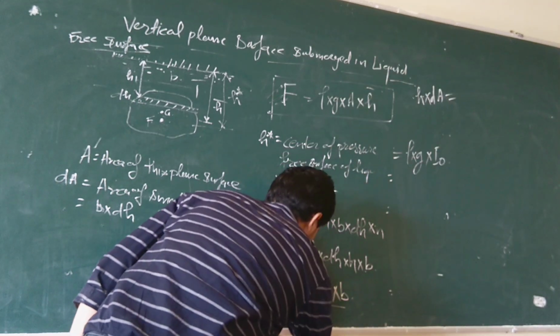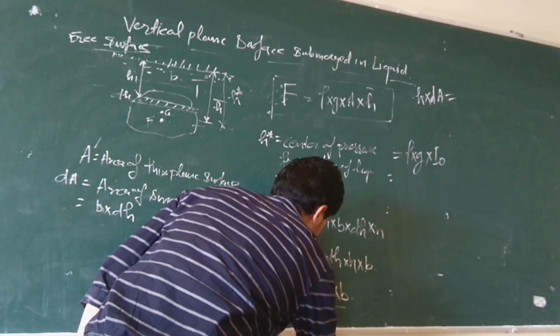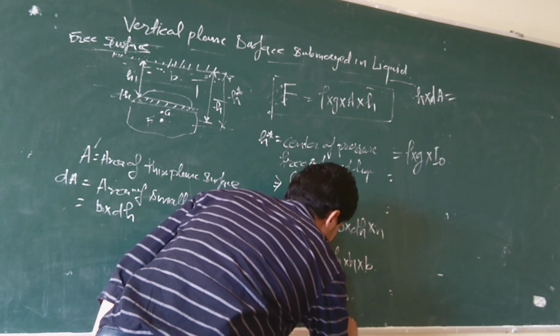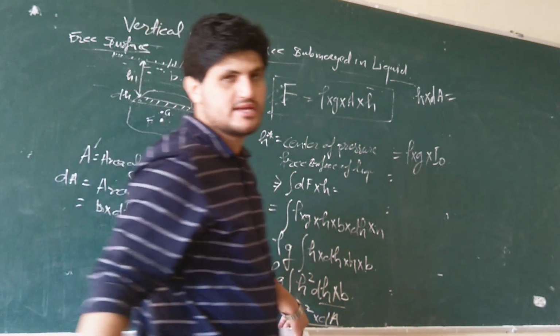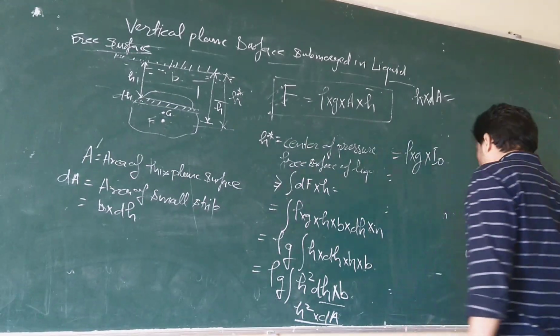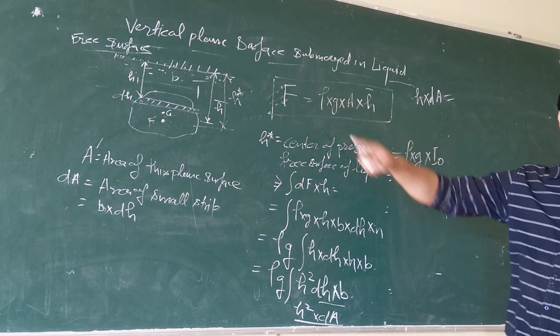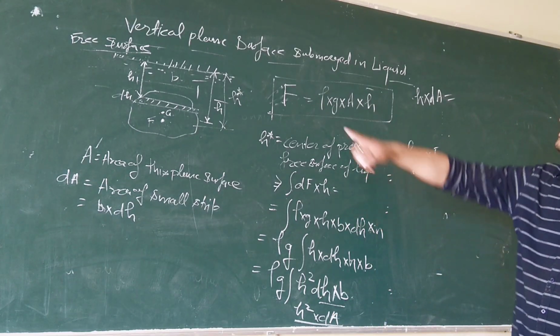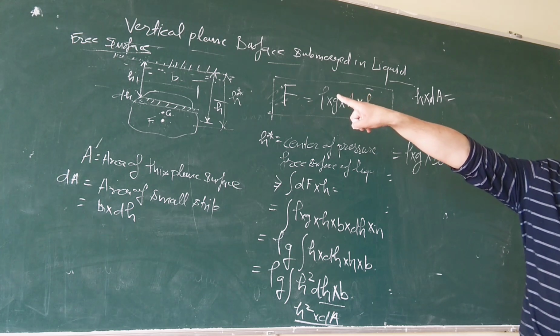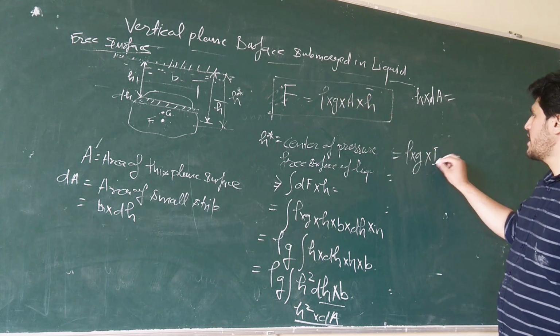Why? Because h square into dh into b, this is your second moment of area, right? So it is h square multiplied by dA. B into dh is your dA, right? So I am multiplying twice the area with the perpendicular distance, so that is giving you the moment of inertia about your free surface, right? So this is your I naught here.